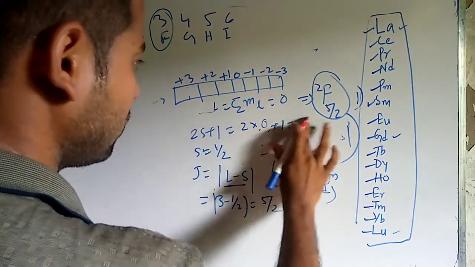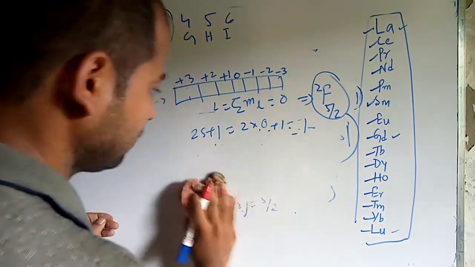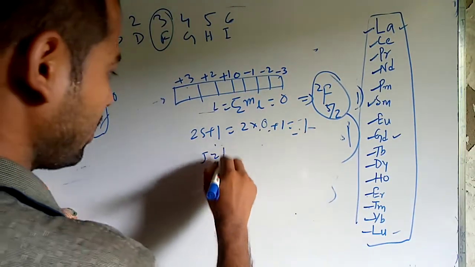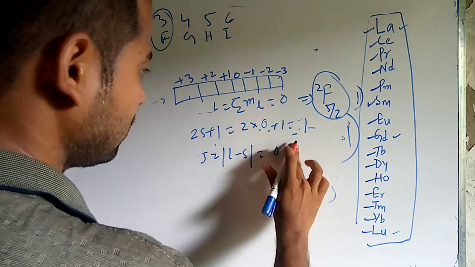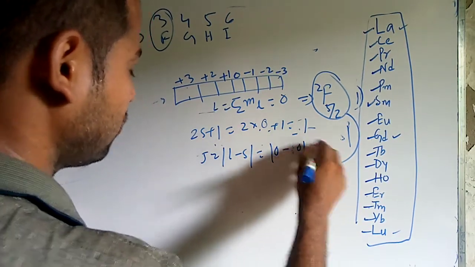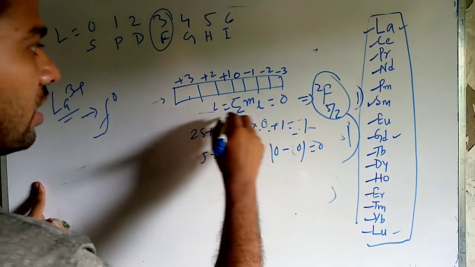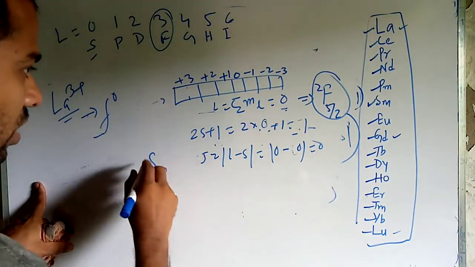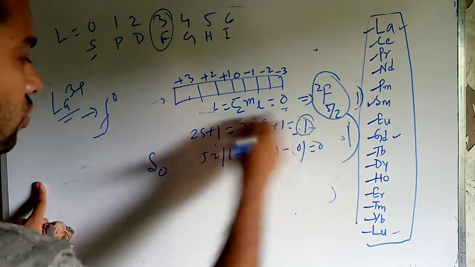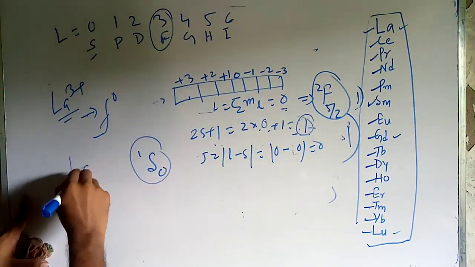This is equal to 0 plus 1. This is actually 1, and hence J will be L minus S. L equal to 0, S also equal to 0, so J is actually 0. For L equal to 0, S is 0, and this is 2S plus 1, which is actually 1. This is the term symbol for lanthanum 3 plus.